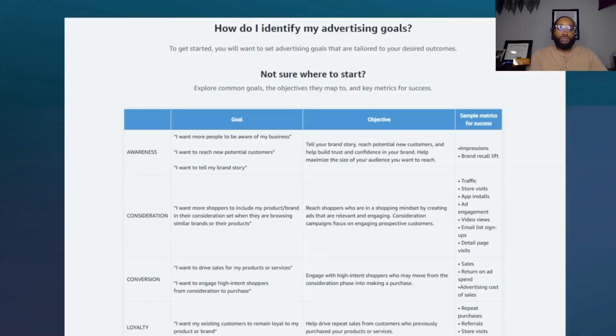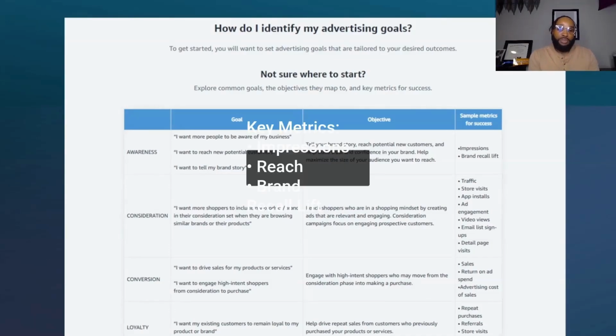And when you're starting to measure whether or not that brand awareness campaign is successful, some of the metrics that you will want to look at in your Amazon advertising report would be impressions, reach, and brand recall lift. Those are the type of metrics that you will want to base whether or not you are successful with meeting your goal on.